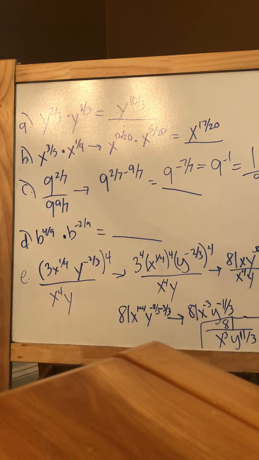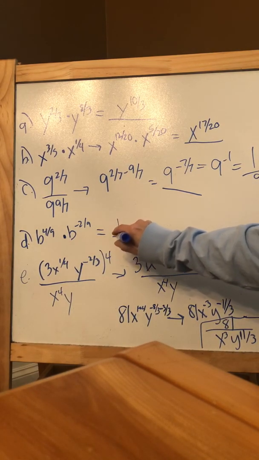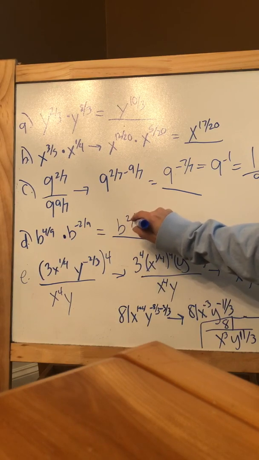Okay, moving on, we have b to the 4/9 times b to the -2/9. Okay, we're just adding straight across. They have common denominators, so we end up with b to the 2/9.